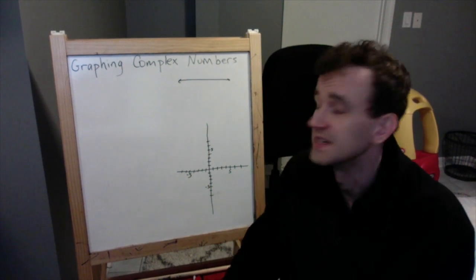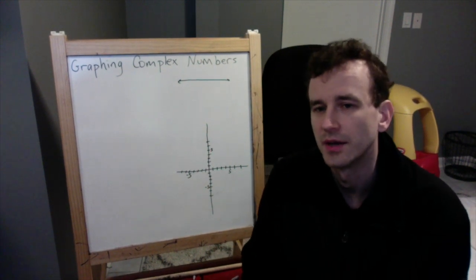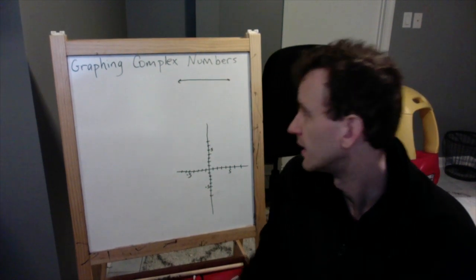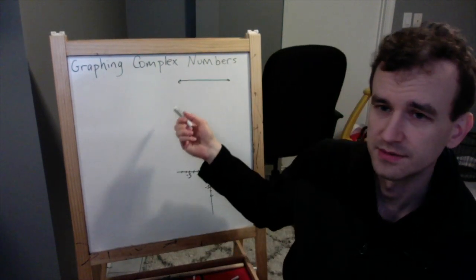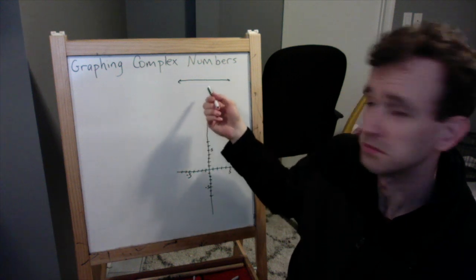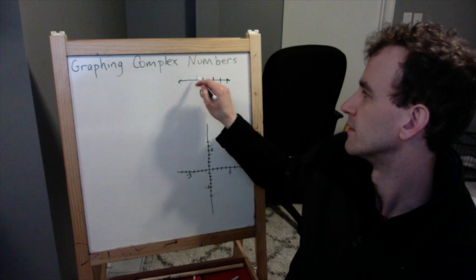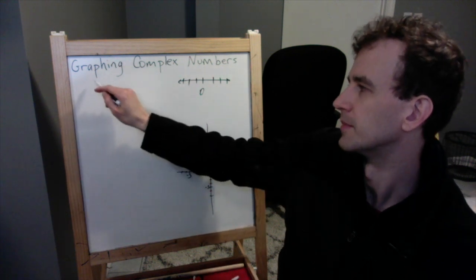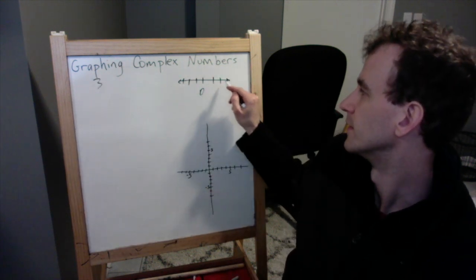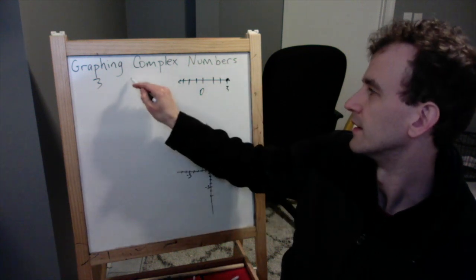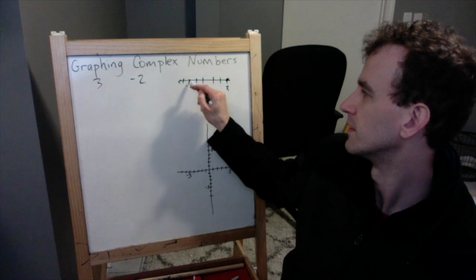One way of representing imaginary numbers is on a coordinate plane. This might not be immediately obvious, but you know how normal real numbers can be plotted on a number line. You can go 0, 1, 2, 3, 4, 5, 6, whatever. If you wanted to plot 3, you just go 1, 2, 3, and that's 3. If you wanted to plot -2, you just go over -2.